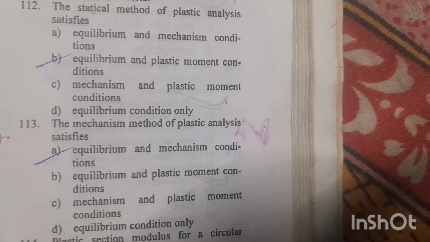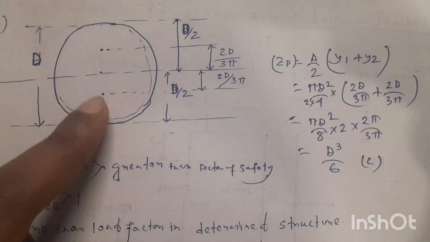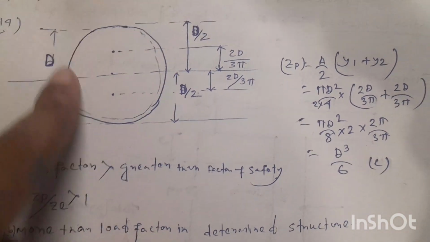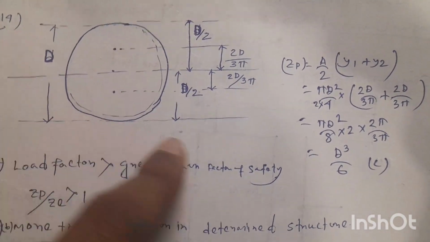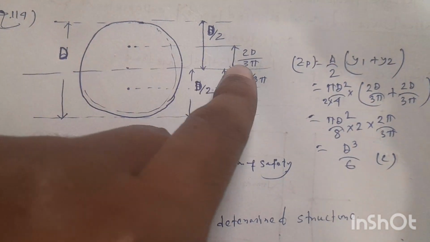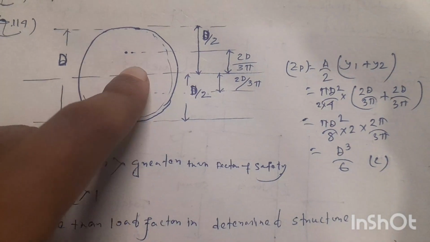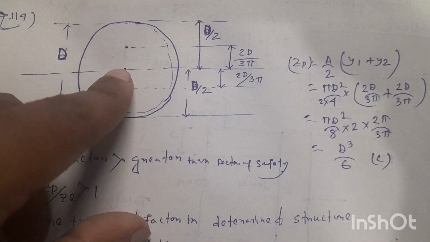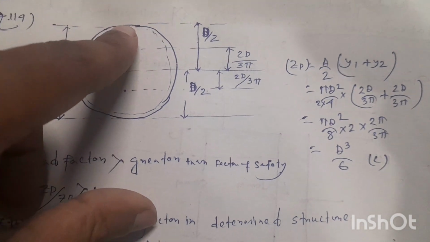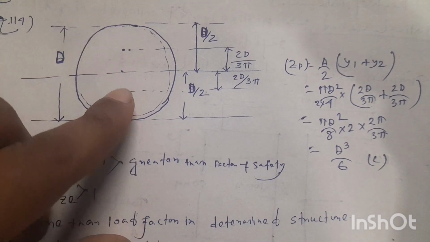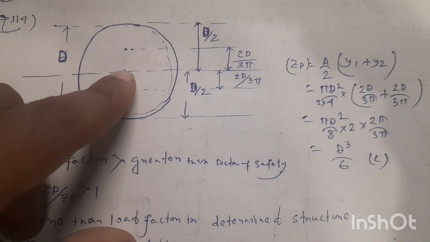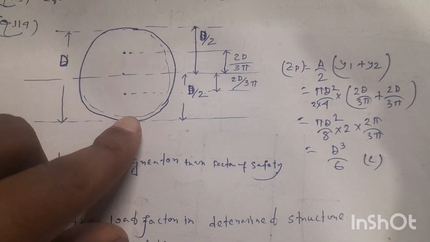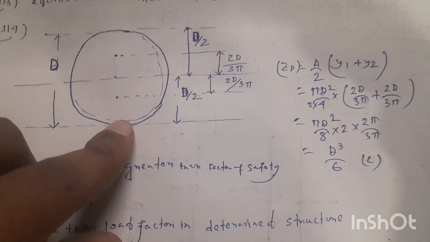Option A is right answer. Plastic section modulus for a circular section of diameter d is. So this is the circular section of diameter capital D. So this is the neutral axis. Above this neutral axis, the distance from here to here is d by 2, and the distance below the neutral axis from here to here will be d by 2.